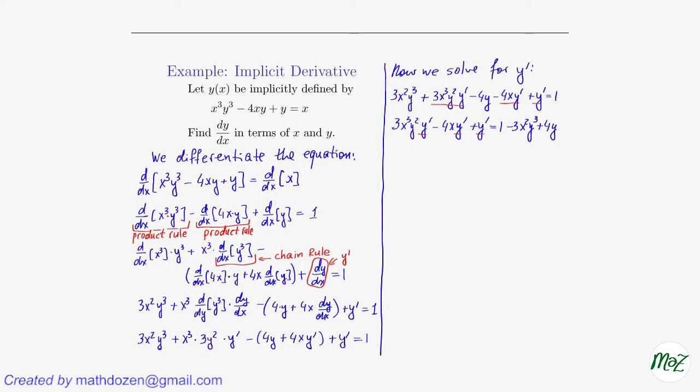Then we see that there is y prime in every term, so we factor it out. y prime times 3x squared y squared minus 4x plus 1 is equal to the right hand side, and after that we divide. And we get y prime is equal to 1 minus 3x squared y cubed plus 4y over 3x squared y squared minus 4x plus 1. That's the end of the problem.